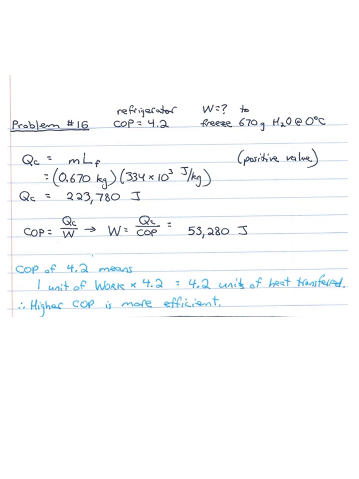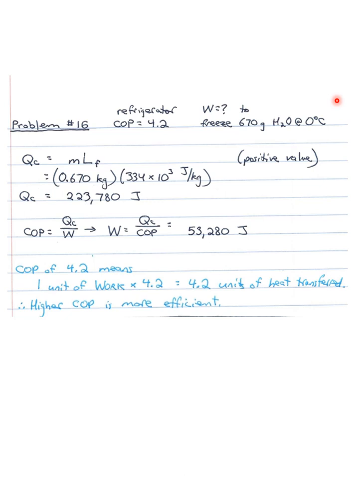We'll do problem number 16 in the back of the chapter. It says, how much work does a refrigerator with a coefficient of performance equal to 4.2 require to freeze 670 grams of water already at its freezing point? I've written down the given information. COP is 4.2. There's no units to that because it's a ratio of joules divided by joules. We want to know, what is the work? How much work does it do to freeze 670 grams of water at 0 degrees Celsius?